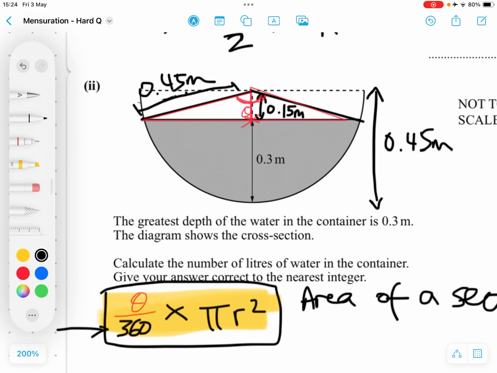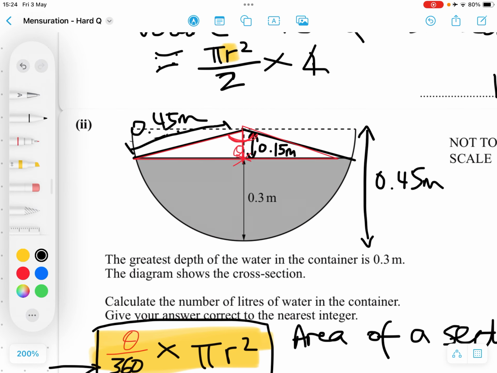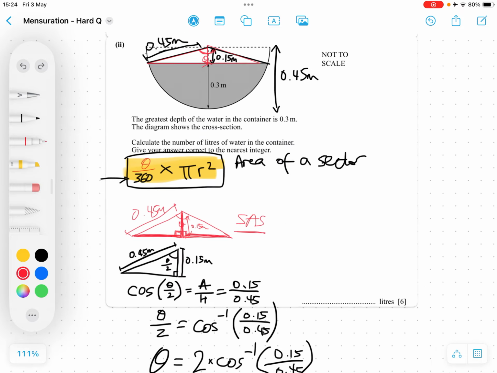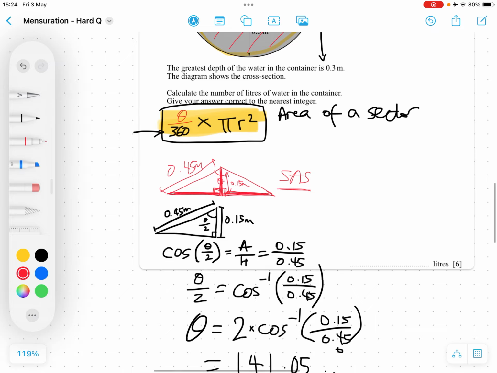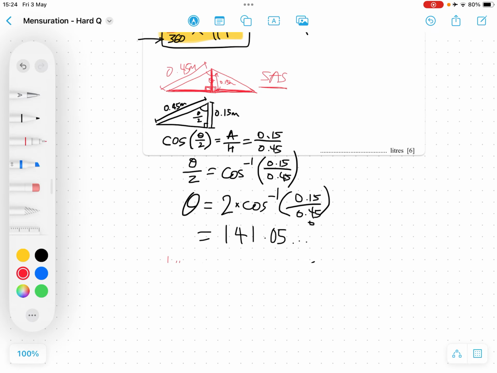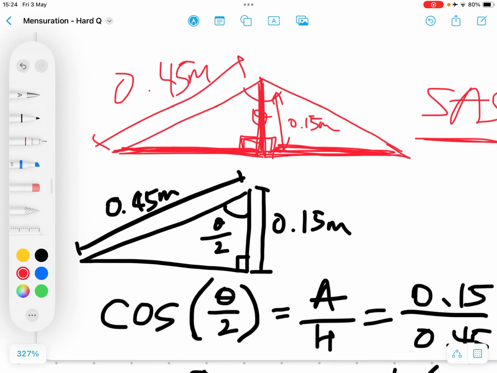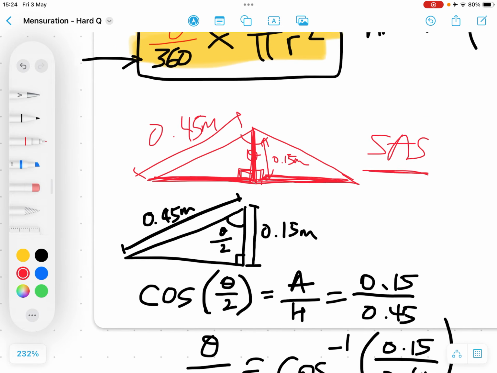So now we have the area of the sector, but we only want this gray area right here, the shaded area. So the way to do that is we take the area of this entire sector and we subtract the area of these two triangles right here. After we subtract, we'll be left with just this shaded area. So what we need to do now is find the area of one triangle, and we have to find the area of both triangles.